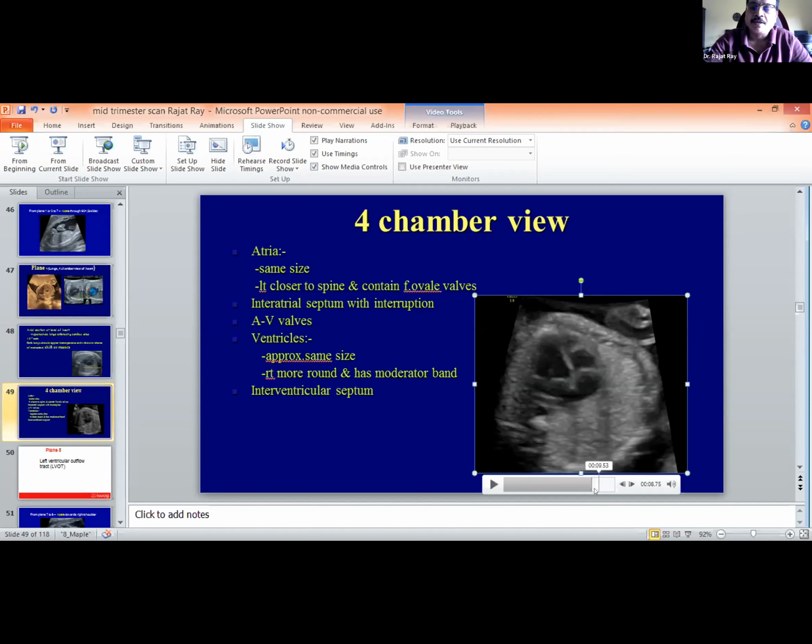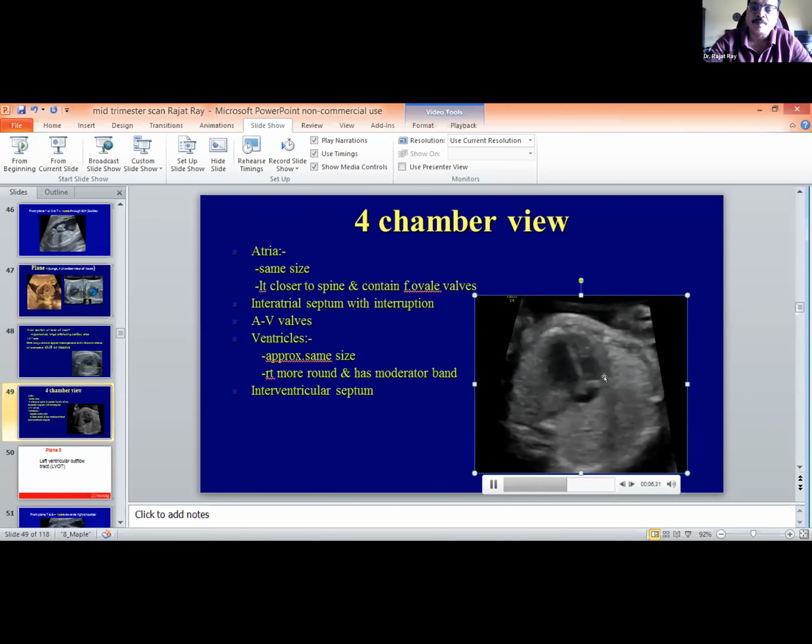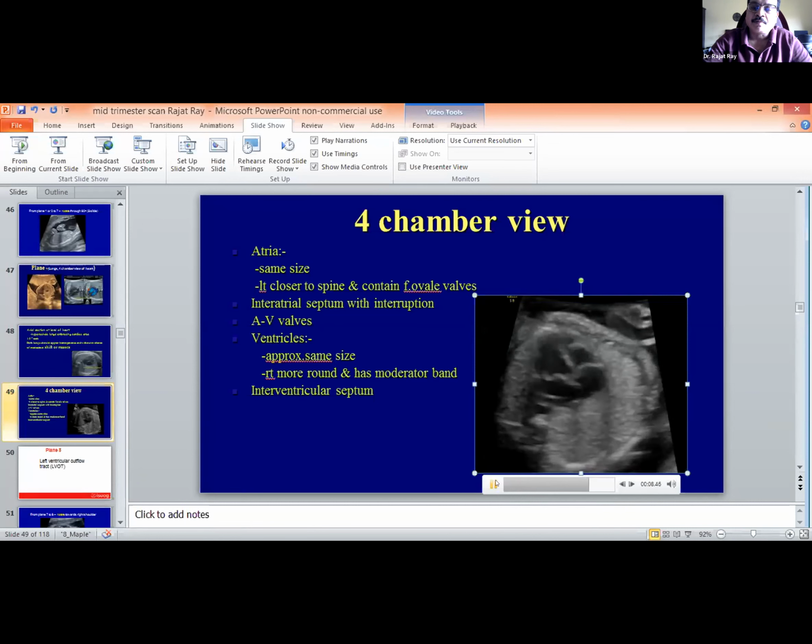You can see foramen ovale valves pointing towards the left atrium. So it always opens towards the left atrium. There is an interatrial septum with interruption due to foramen ovale valves. In real time, you look for the movement of the atrioventricular valves. So here is the mitral valve and the tricuspid valve. Look for the movement of the valves.